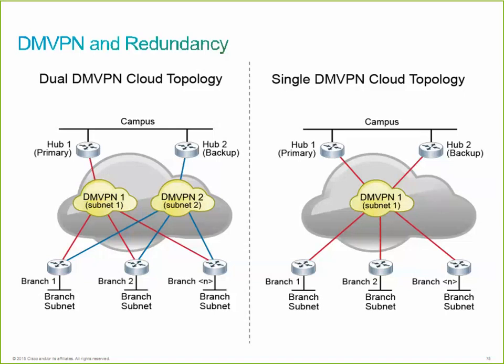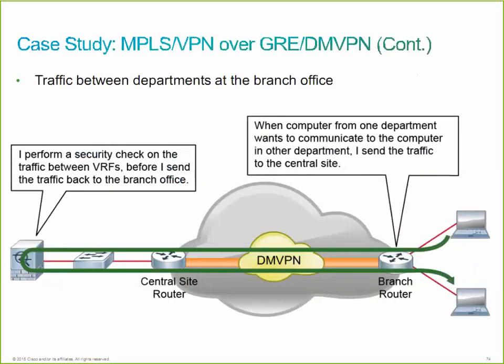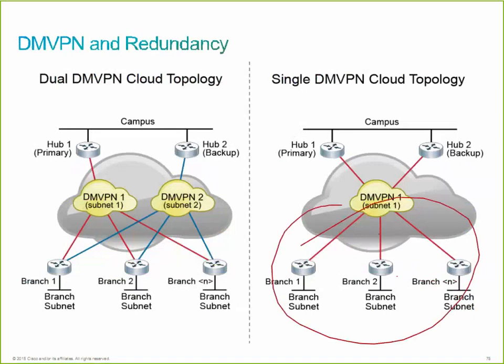With a single DMVPN subnet, the branch router has a single multipoint GRE interface, and both hub routers are mapped to this tunnel through the multipoint GRE interface. And that's what we see here in this example, right? Right here, okay?